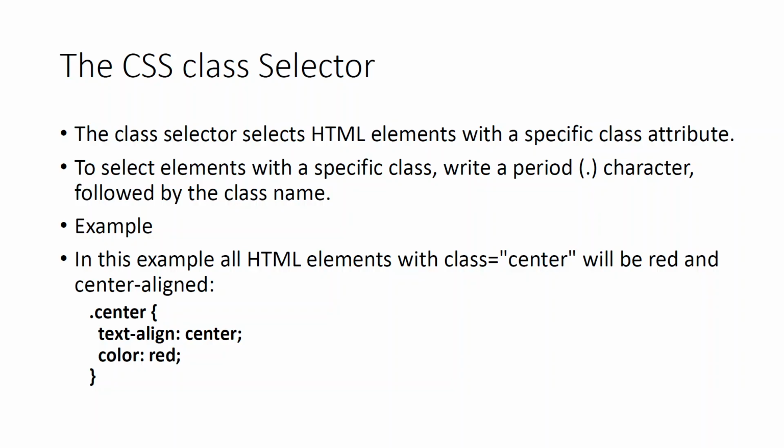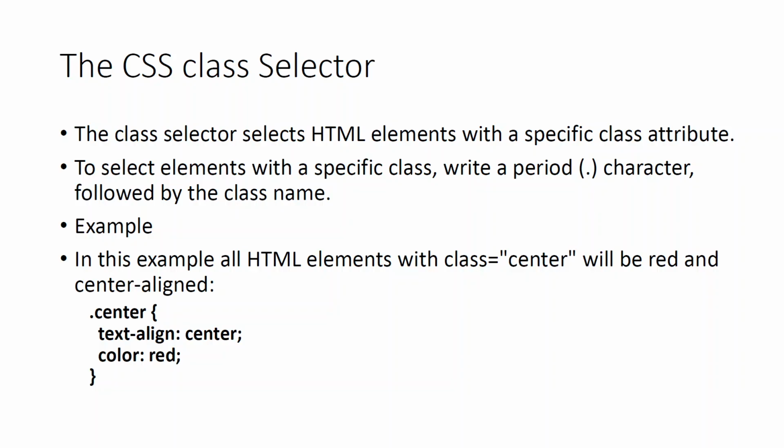So we have looked at the element selector, we have looked at the ID selector, and now let's look at the class selector. The class selector is also almost the same as the ID selector. For the class selector, it needs an HTML element to have an attribute, the class attribute. So the value of that class attribute is what we're going to use to select that particular HTML element to add the style on.